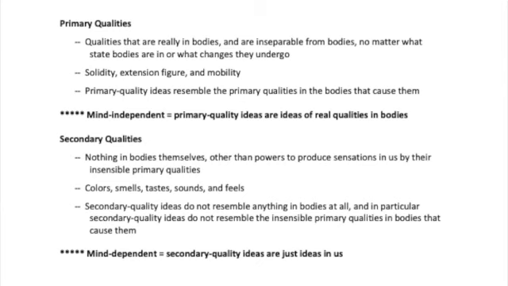What's really in things are certain textures, properties by which things absorb and reflect light. And what's in us are the colors. So the natural idea is that primary qualities are mind-independent qualities, and our primary quality ideas are ideas of real qualities in the bodies, while secondary qualities are mind-dependent. Our secondary quality ideas are just ideas in our minds.